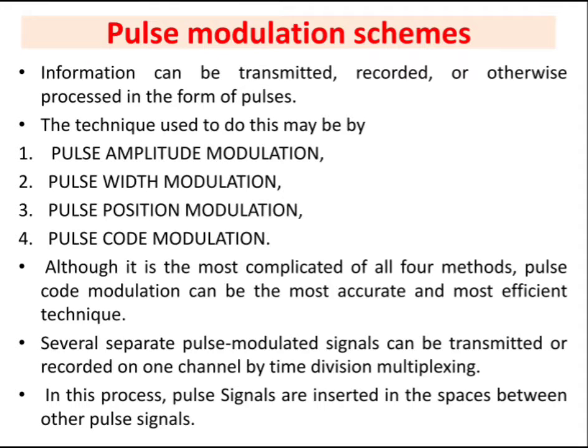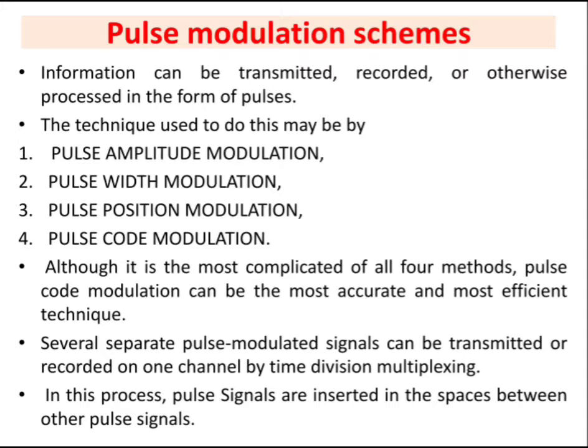Welcome. In the last class we saw the analog modulation schemes. Here we are going to deal with the pulse modulation scheme. In analog modulation, some parameters of the carrier wave are varied in accordance with the instantaneous values of the modulating signal. The parameters can be either amplitude, frequency or phase.